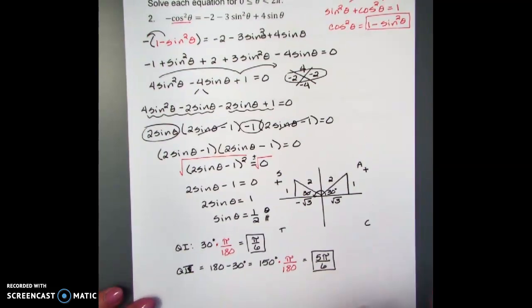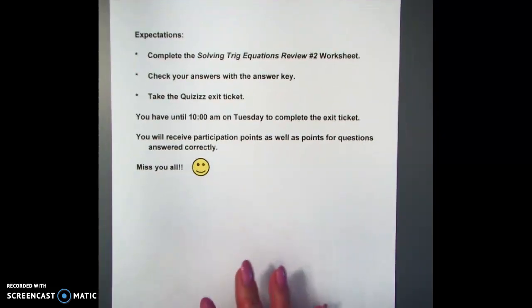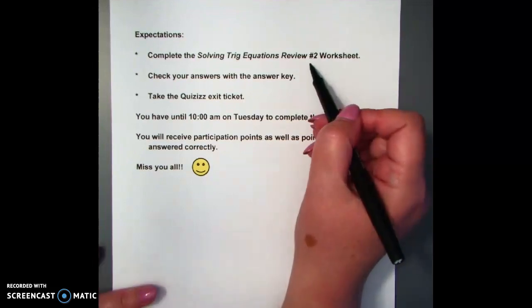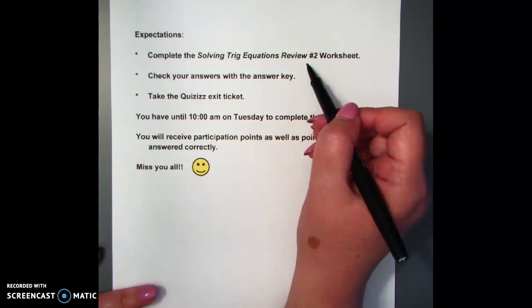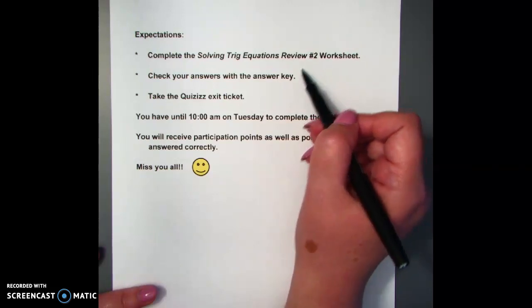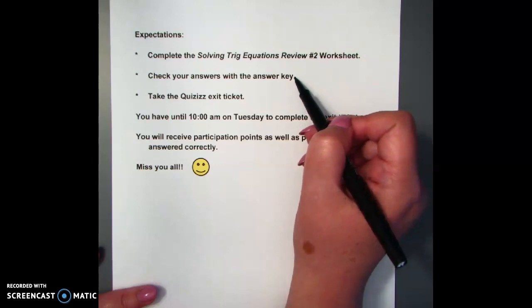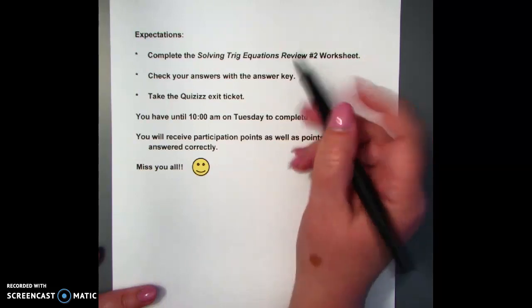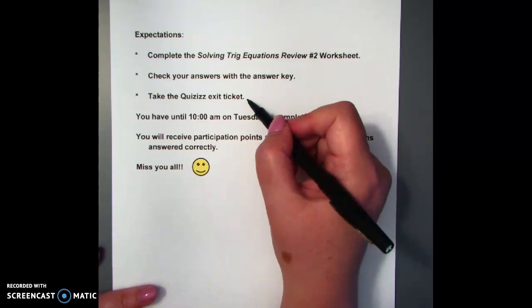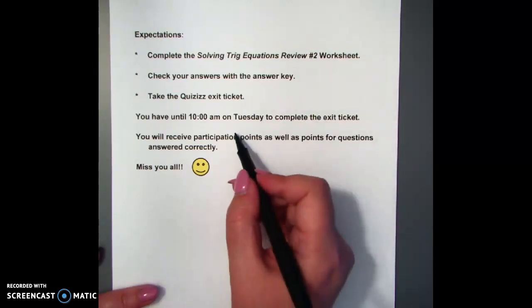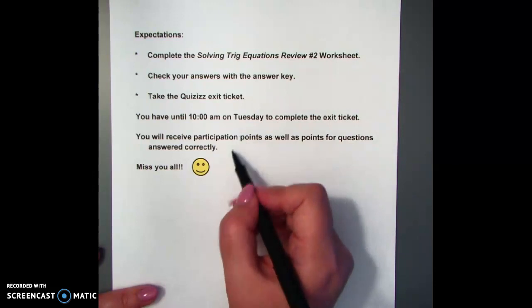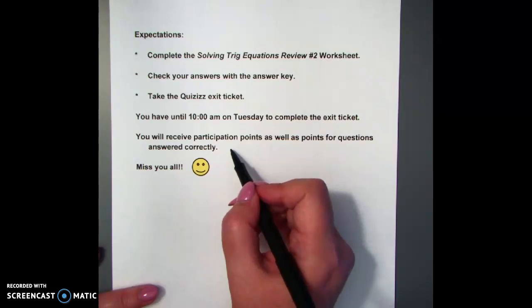Alrighty, so my expectations for today, now that we've started a new week, are we are going to complete the worksheet for solving trig equations review number 2. And with how much room that took, I would probably do that on a separate piece of paper just to have enough room. And then the next thing you're going to do is check your answer with the answer key that I will be posting. You're going to take a quiz exit ticket, and you have until 10 o'clock tomorrow morning to complete that exit ticket. And again, you're going to receive participation points as well as points for questions answered correctly.